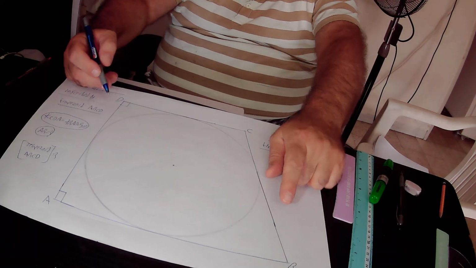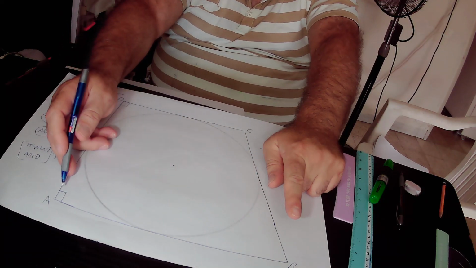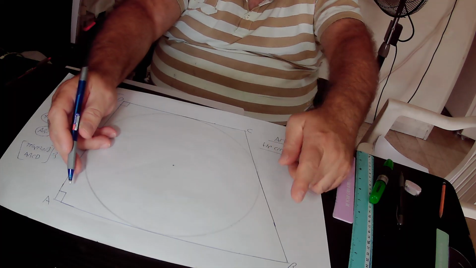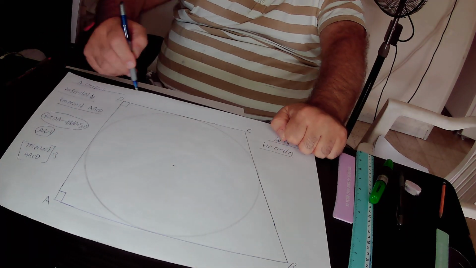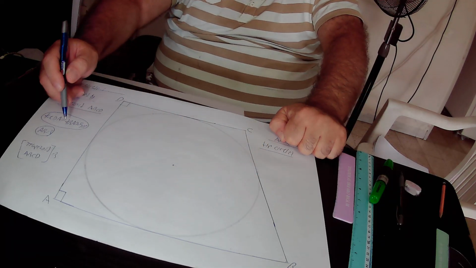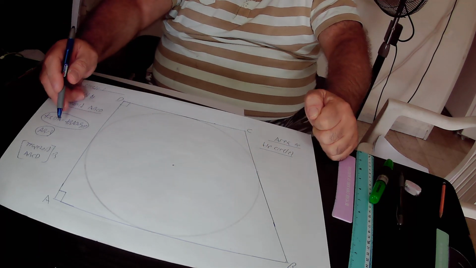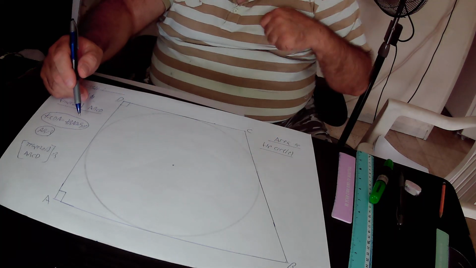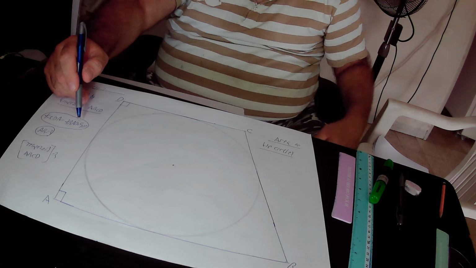We know that side AB, the length of side AB of trapezoid ABCD, equals 3 units. And we also know that the area of this trapezoid ABCD is equal to 3 square units in its size. Again, our task is to find the area of this circle that is described by trapezoid ABCD.